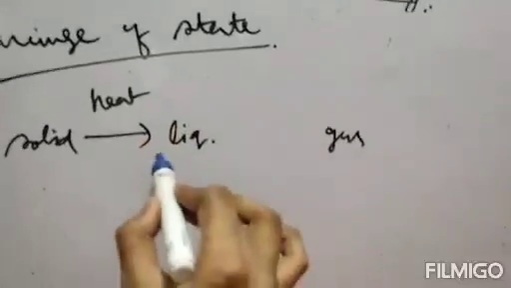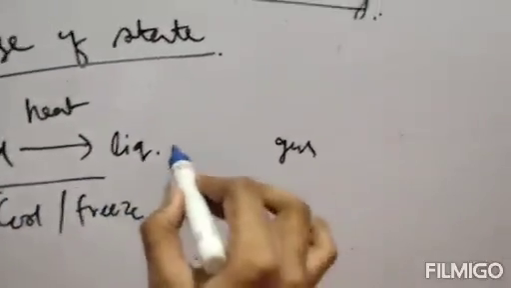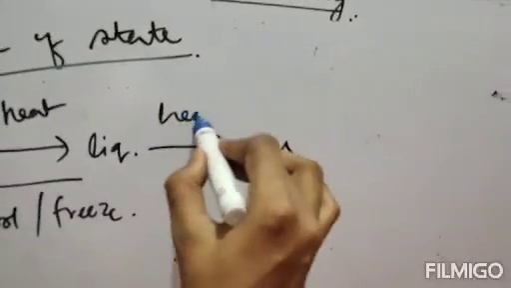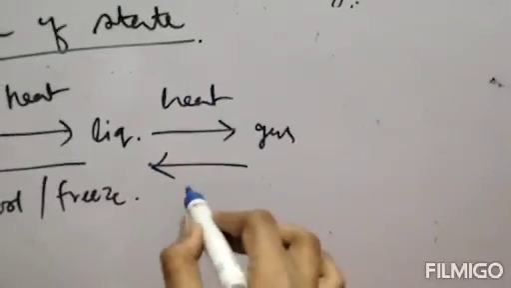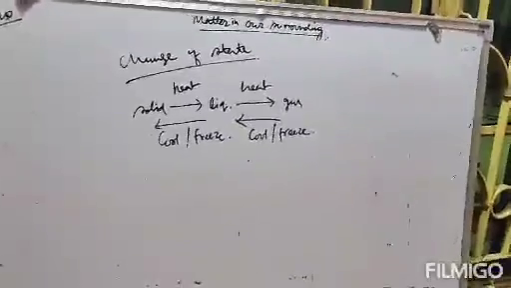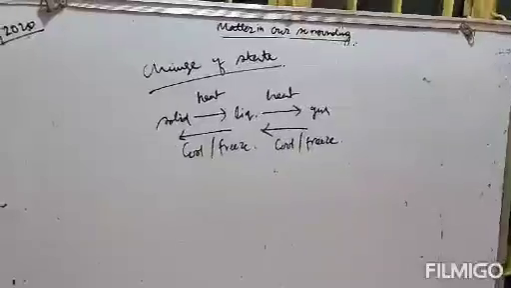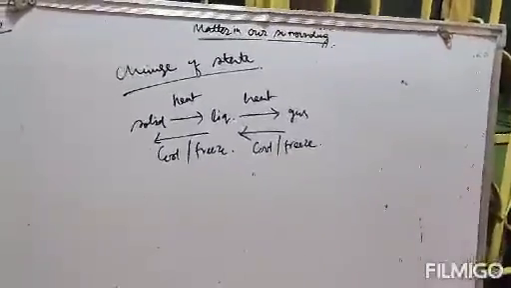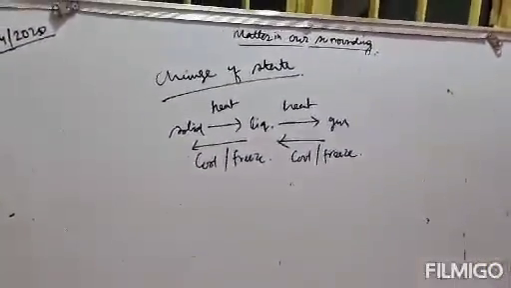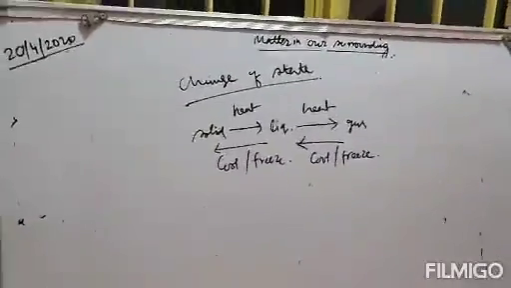So how can we convert solid to liquid? By applying heat. How can we convert liquid to solid? Cool or freeze. From liquid to gas by applying heat, and in reverse, gas to liquid, cool or freeze. This is interconversion of state or change of state. So from solid to liquid we apply heat, and from liquid to solid we cool it down or freeze.